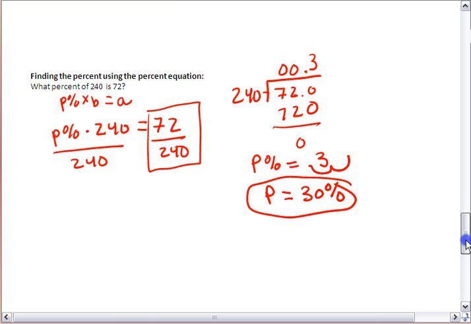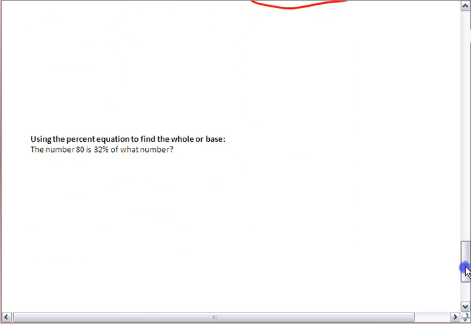Okay, this one says using the percent equation to find the whole or the base. All right, that would be B. So the number 80 is, again, that's equals, of means multiplication. 32 is my percent. I don't know the of or B, and I know the is 80. So there, I've translated it. Again, I'm going to turn my percent into a decimal. So I get 80 equals 32 hundredths times B.